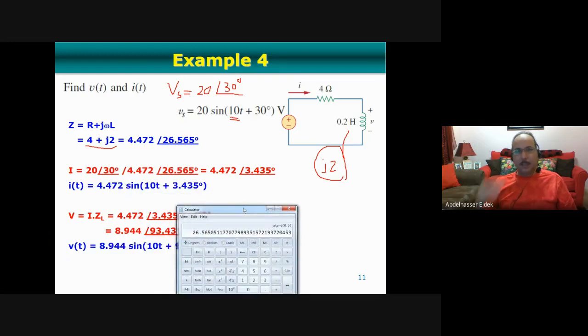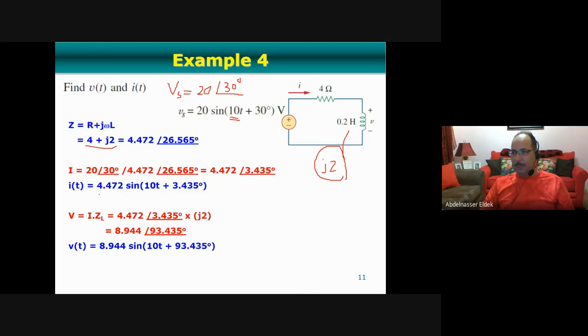If you want to find the current, it is Vs, 20 at 30 degrees, divided by the impedance. So you divide the amplitudes, 20 divided by 4.472, and for the phase, 30 minus 26.565 is 3.435. So this is I. If you want to convert it back to the time domain, the amplitude is the same, 4.472, sine of omega t, which is 10t, plus the angle 3.435.